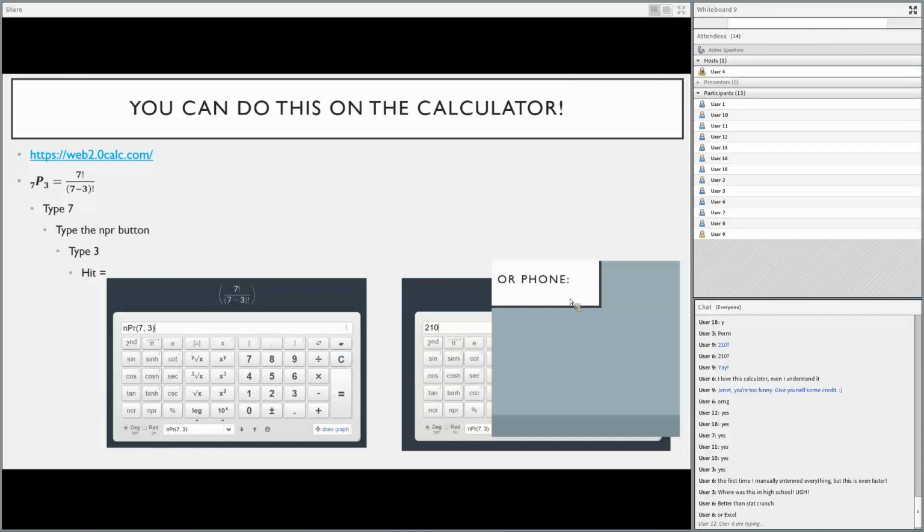Where was this in high school? Yeah, most calculators actually do have this button, but we may as well use one that's free. And I like this calculator, and this calculator is going to be really helpful in week 7 and 8, so I think it's a good idea to start getting used to it now. Any other questions or issues or anything else about permutations or this calculator? We good?